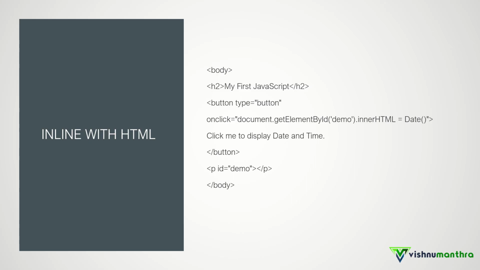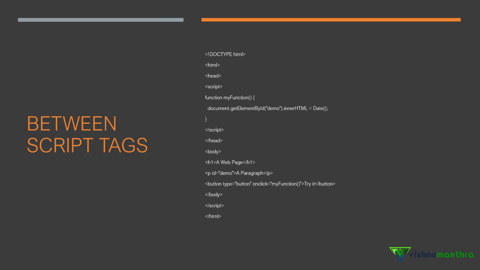Now let us see the other way of defining JavaScript inside the HTML, that is between the script tags. Inside the head you can give a script tag. Inside the script you can define a function. I am naming the function myFunction, and I am providing it with my JavaScript. When it comes to the button, inside the button we will have an attribute called onClick. In the onClick we will call this function, and it simply performs the same action.